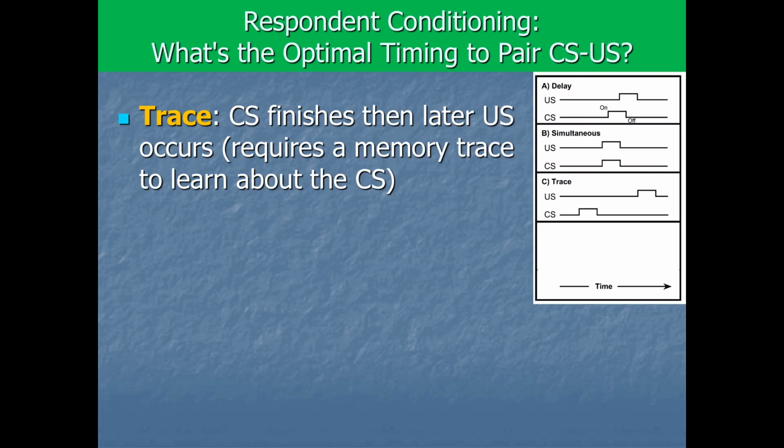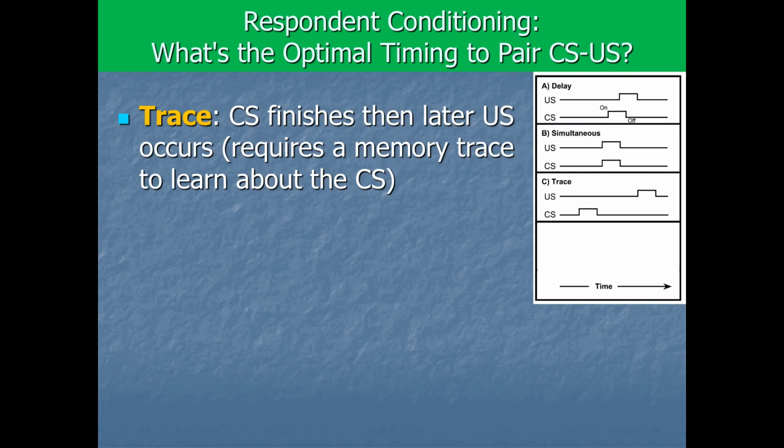There are a couple of intuitive reasons for that if you think about it. Like, for one thing, we're now often dealing with a longer time period between the start of the CS and the start of the US. So usually we're talking about a longer CS-US interval here. But also, it requires that memory trace, which isn't a necessary component for delay conditioning.